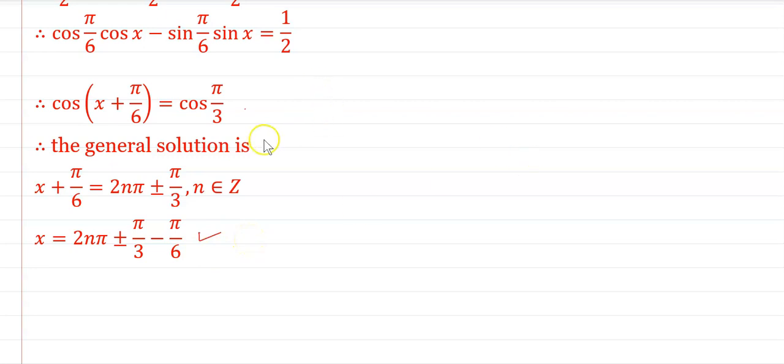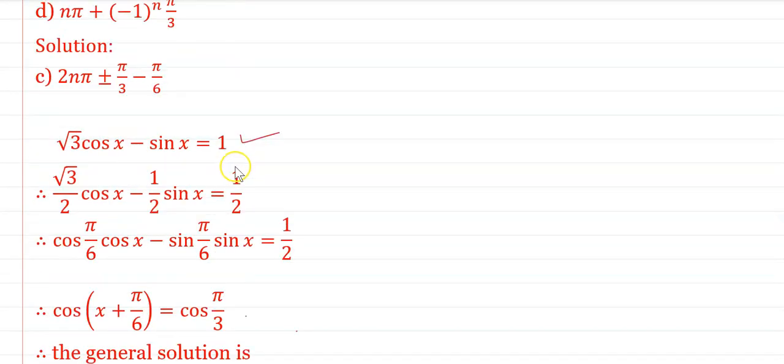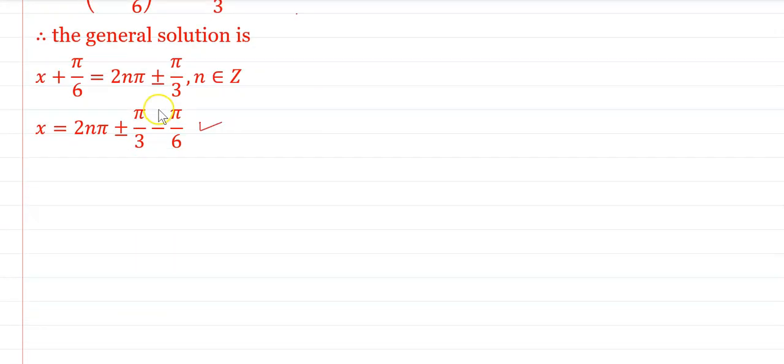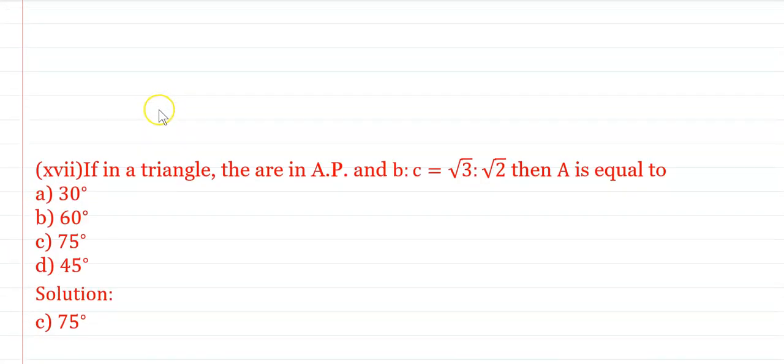What is that? Cos of x is equal to cos alpha, then x is equal to 2n pi plus or minus alpha. Therefore option C is the correct one. Okay. Now the next question.